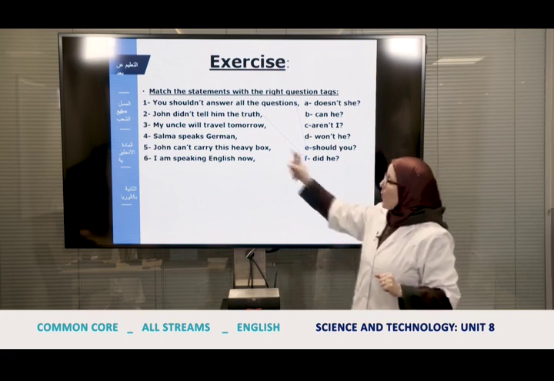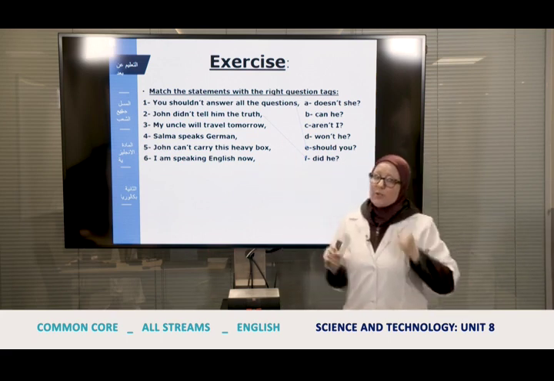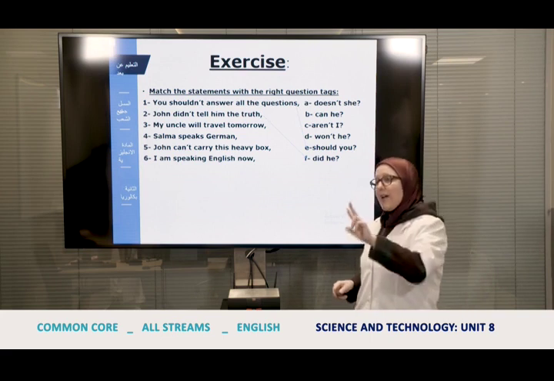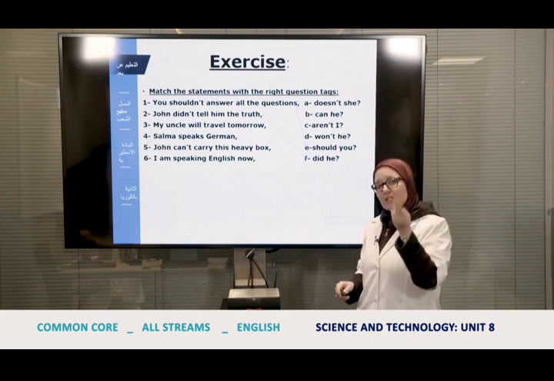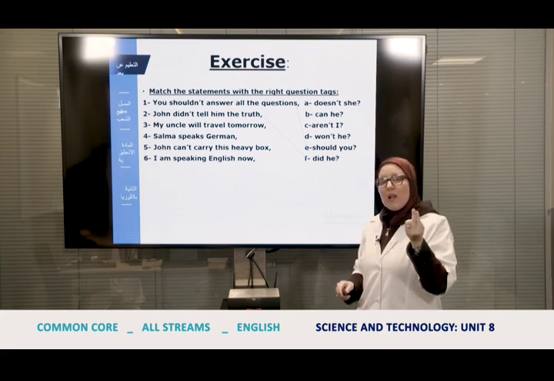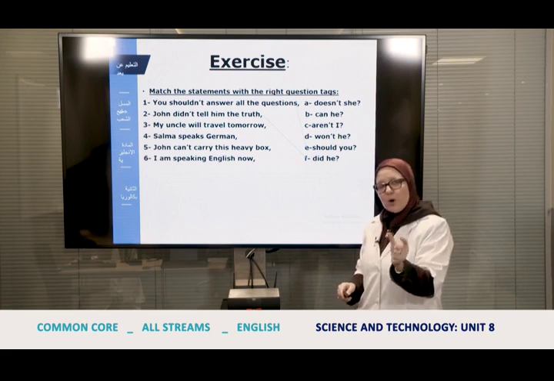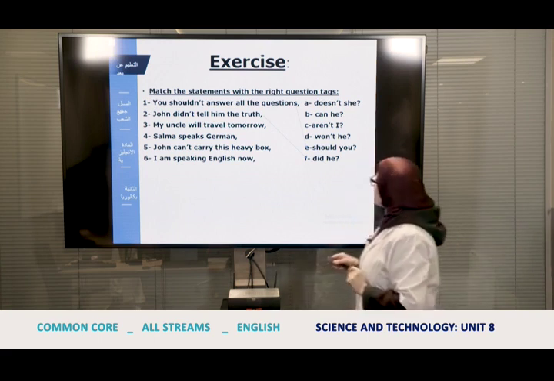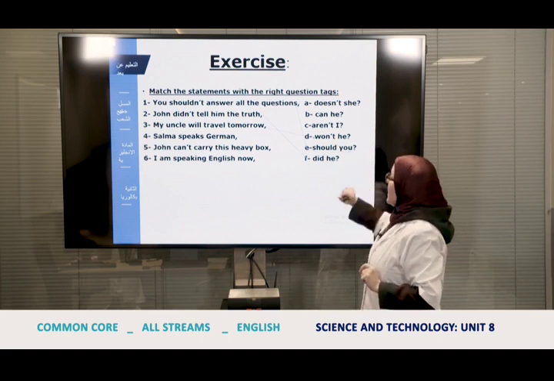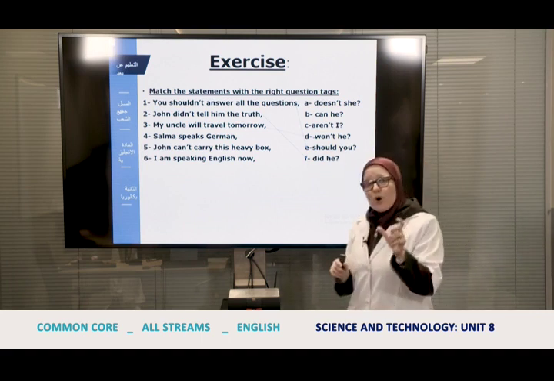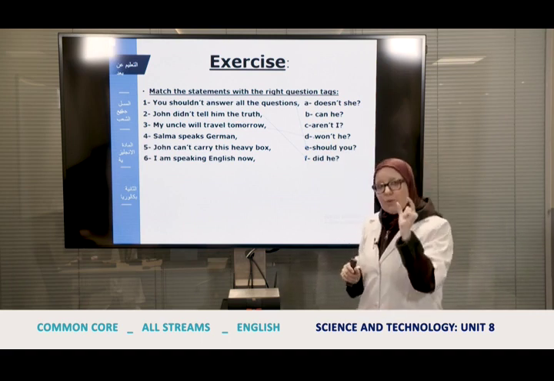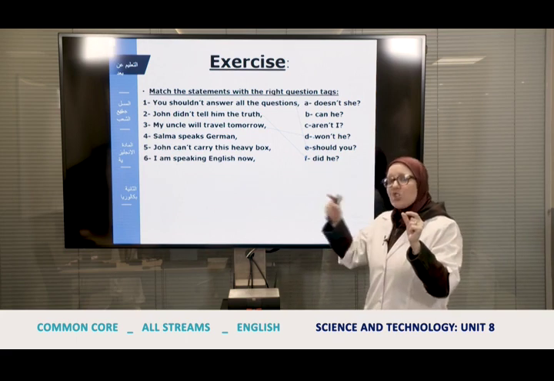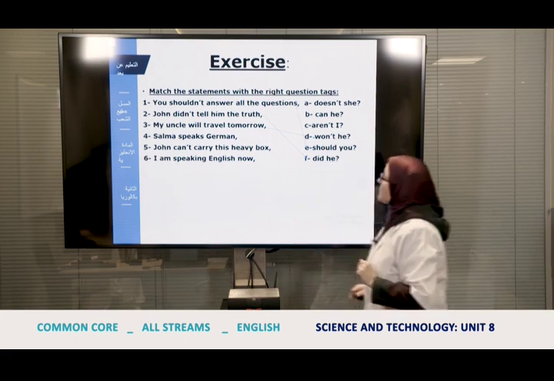So we have will and we have my uncle. Of course, we're going to replace my uncle with he, and then we're going to put will in the negative form. And the negative form is will not. So we put it into the contraction form. It becomes won't he. By the way, here we cannot have the full form. We have only the short form. Every time we cannot say is not she, only isn't she.